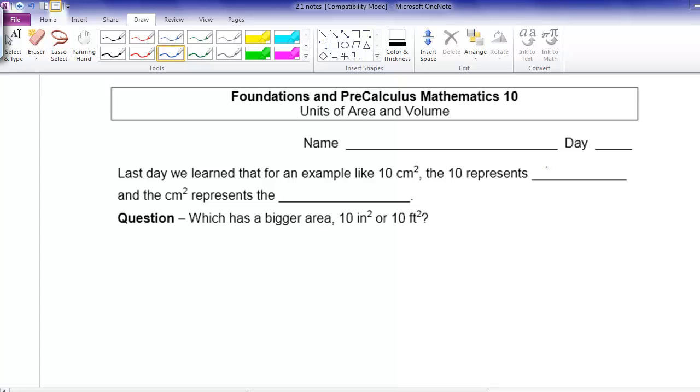Okay, so now we're starting chapter 2, which is looking at surface area and volume. And last day in class after your quiz, I had you do an activity where you looked at what a square centimeter looks like, again, to get an idea. And we learned that in an area measurement, such as 10 centimeters squared or 10 square centimeters, the 10 represents the how many. How many of those little shapes do I have? And the centimeter squared represents the of what.